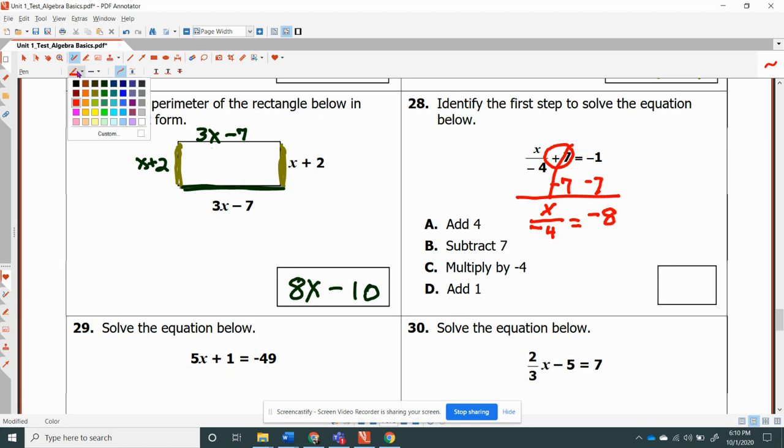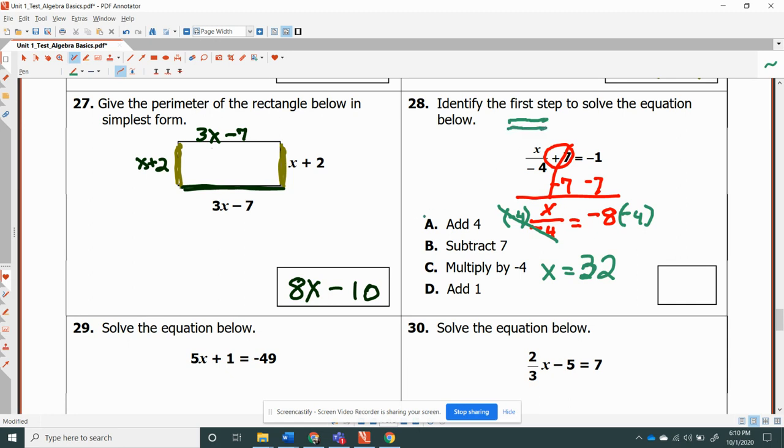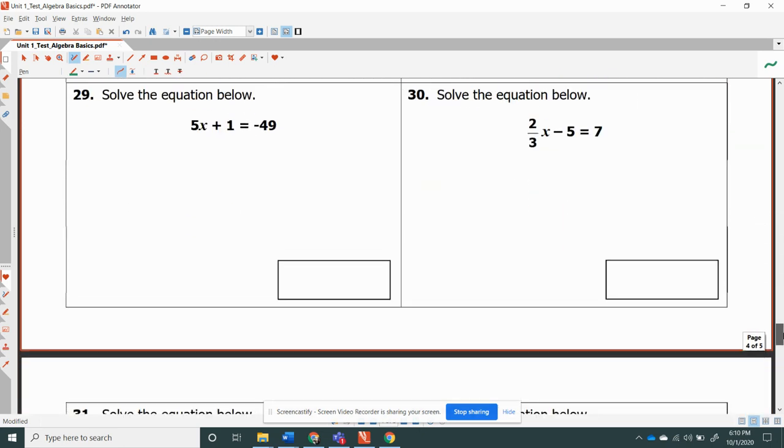Now, our next step, I'm going to multiply both sides by negative 4 because the scales of algebra justice must always be balanced. This cancels. That gives us x equals positive 32, because negative times a negative is a positive. 8, 16, 24, 32. So x equals 32. But the question was, what's the first step? The first step was to subtract 7. I just wanted to solve it to give you a little extra learning there today.